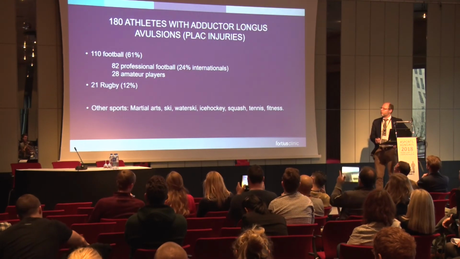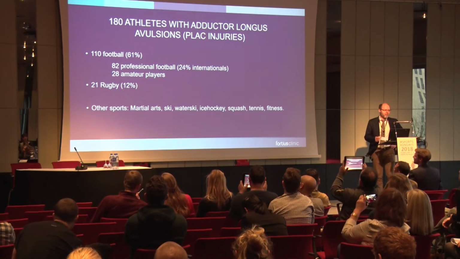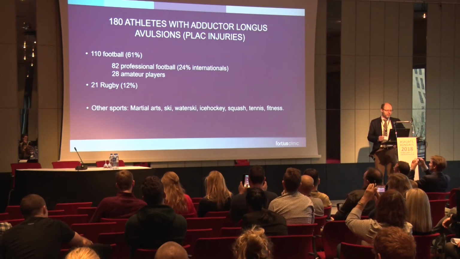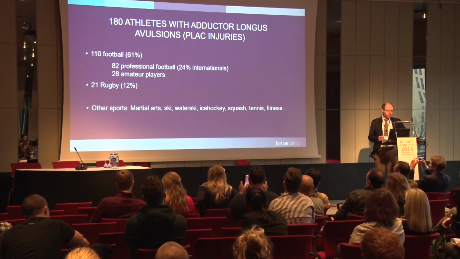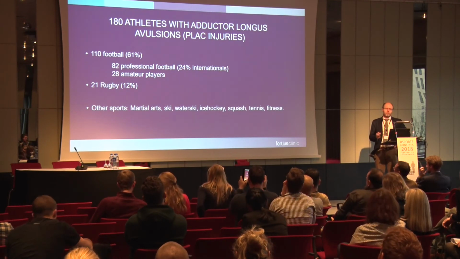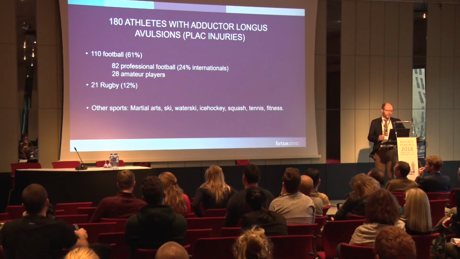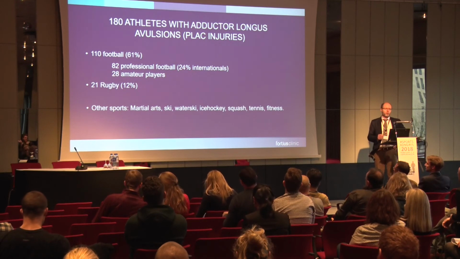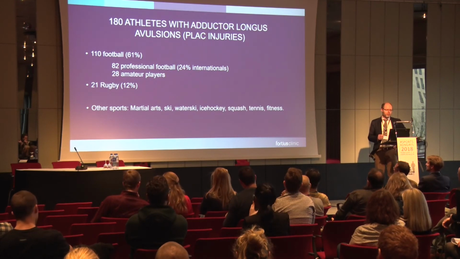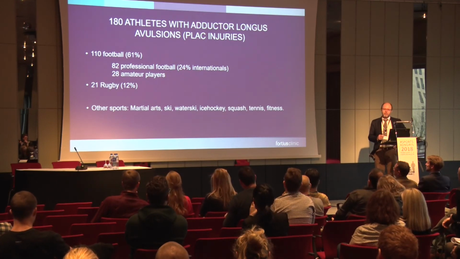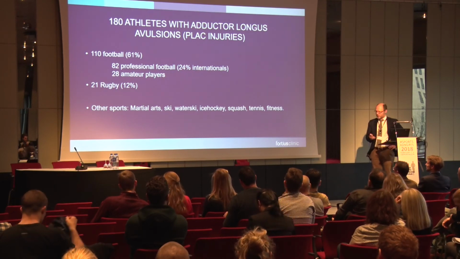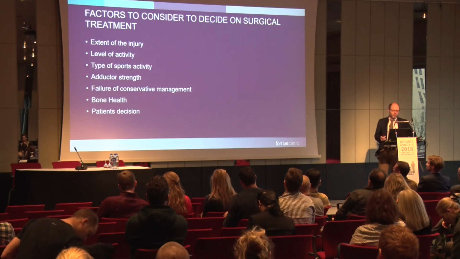So we have currently about 180 athletes with adductor avulsions, plaque injuries. About 110 are football. We have 82 professional football players, and of those, 24% are internationals. About 12% of our athletes are rugby injuries, and then the rest is martial arts, skiing, water ski, ice hockey, and other types of sports.